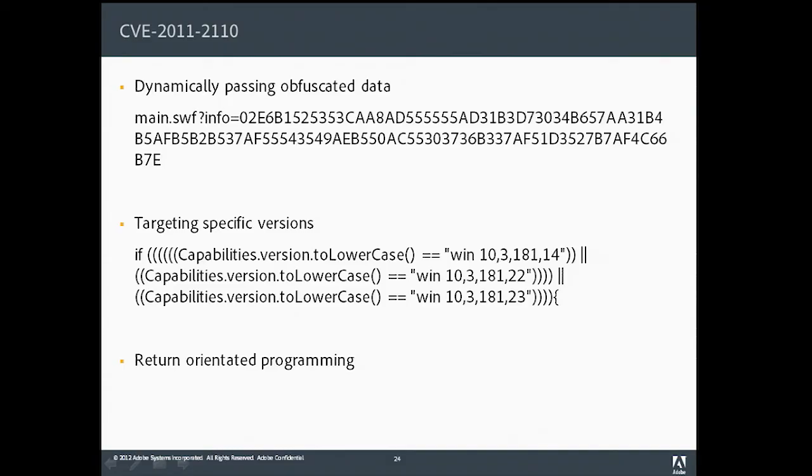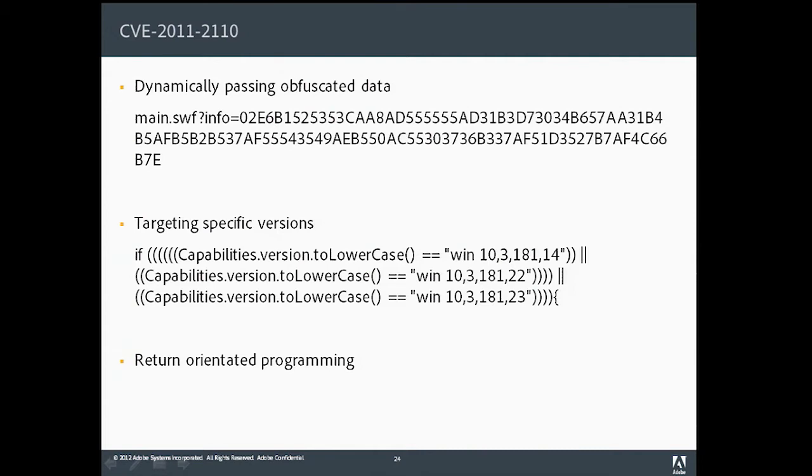By 2011, we started to see them do things like dynamically passing information into Swifts. They figured out different ways of using flash files to pass URLs and other information into the Swift dynamically. That way they didn't have to create a new variant every time they wanted to switch something up or switch the payload. They figured out how to dynamically pass that information in.